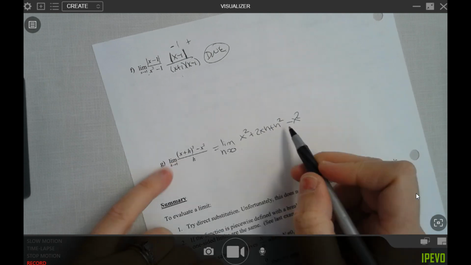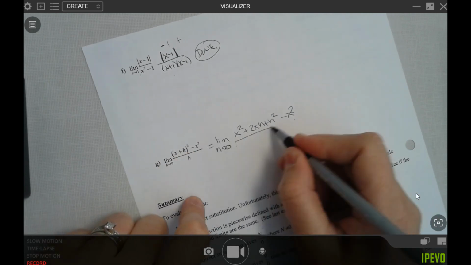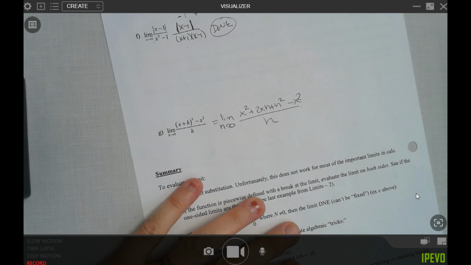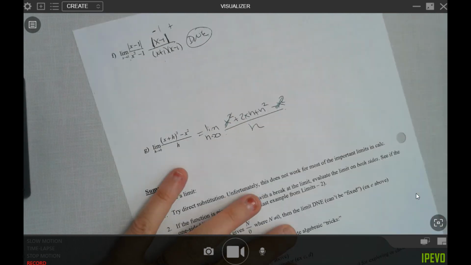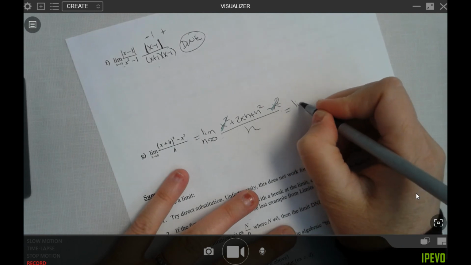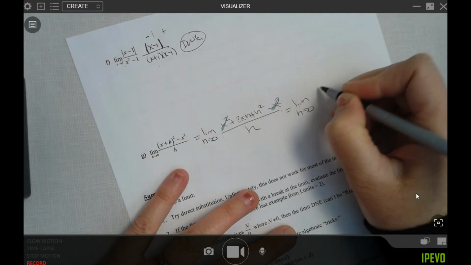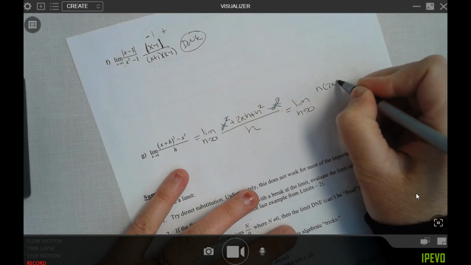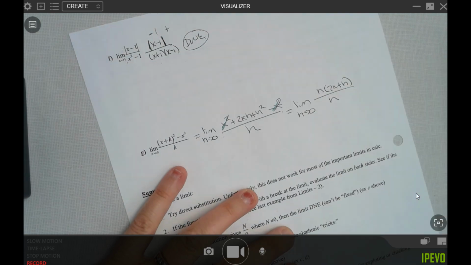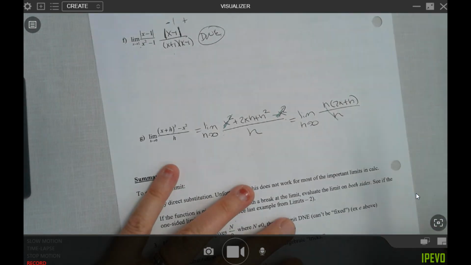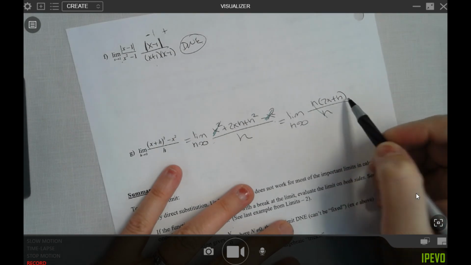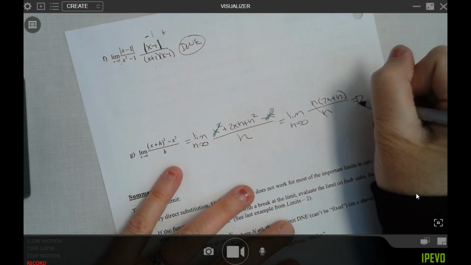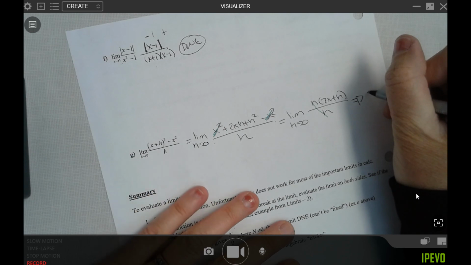So that's this FOILed minus my x squared all over h. Then what should happen for us is the x squared and negative x squared cancel, and I'm going to factor out an h. So the limit as h approaches 0, factor out one of those h's. Now these two h's can cancel, and when I plug in 0 for h, it does not make 0 anymore. So that's going to give me my limit equals 2x.